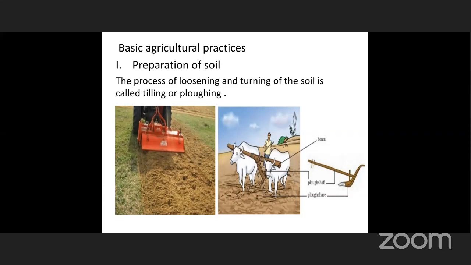Okay. Now, preparation of soil, I told you it's very, very essential. The process of loosening and turning of soil is called tilling or plowing. Why do we have to loosen the soil? We can sow and later we can grow, no?